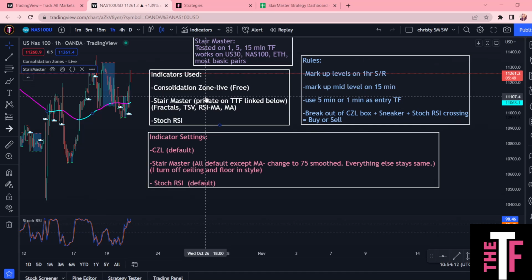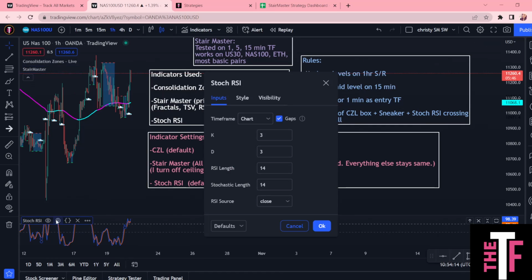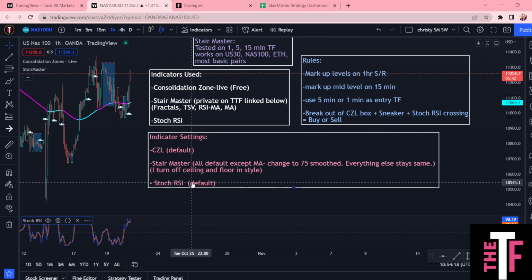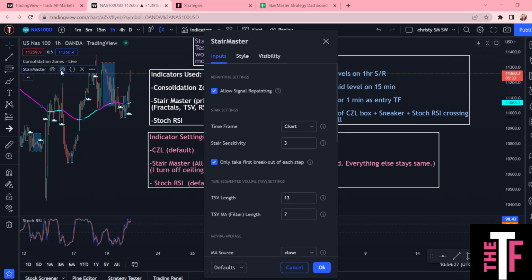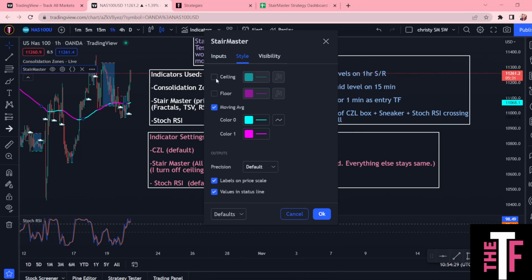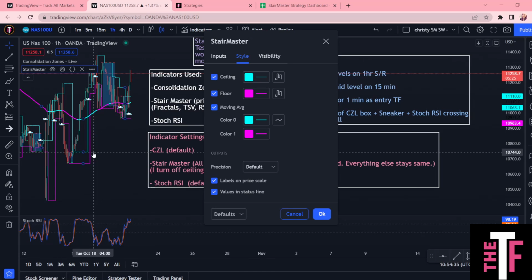And then the last thing is the stochastic RSI for settings. It's just standard, so I do not change anything. It is worth noting though, for the StairMaster one, just to come back to you guys, I do change one thing in the style, and I turn off my ceiling and my floor. If I turn them on, I will show you guys. That just puts those lines, which just looks way too messy for me personally.